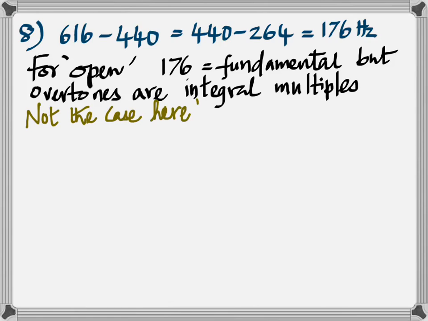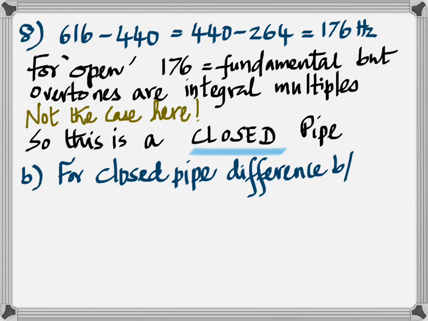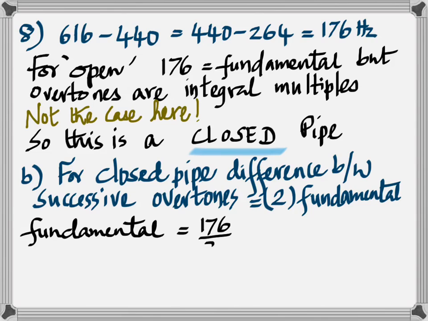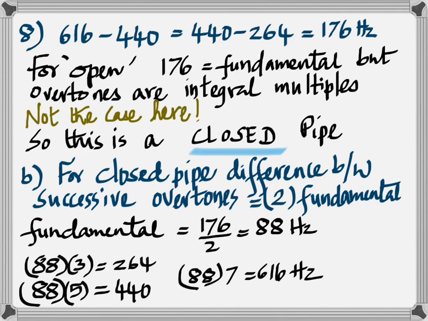So 176 is not the case here. They are not integral multiples, so this is a closed pipe. For a closed pipe, what's the fundamental frequency formula? Lambda over 4. For a closed pipe, remember that there are only odd integral multiples, so it's okay. So the fundamental is 88. 88 times 3 is 264. 88 times 5 is 440. And 88 times 7 is 616.